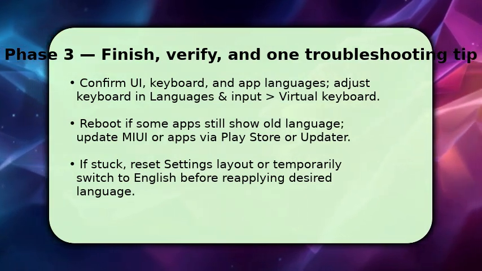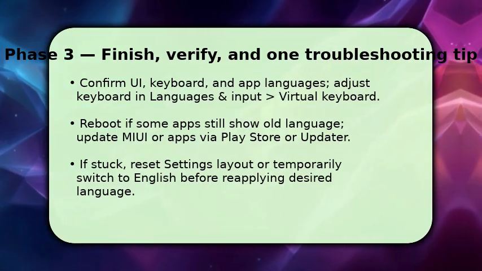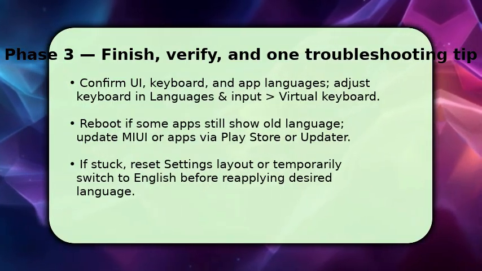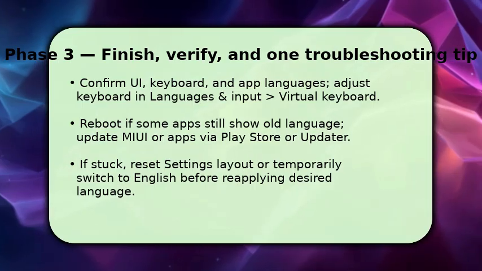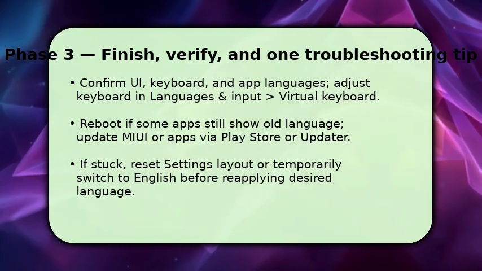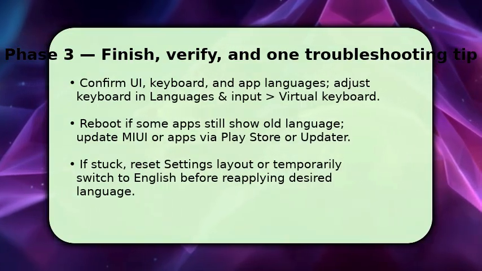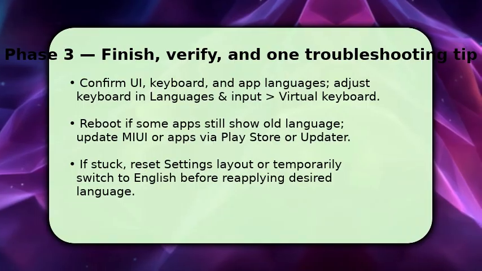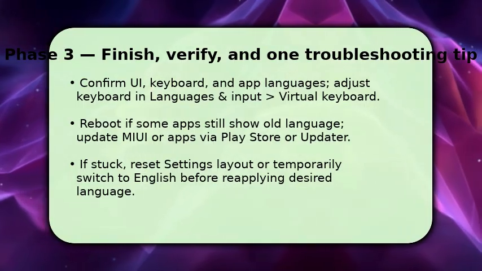If some apps still use the old language, reboot the phone. This forces apps to reload resources. Once rebooted, update MIUI and any apps to ensure translations are current. If the language change doesn't apply cleanly, switch temporarily to English, then reapply your target language. This clears cached locale data.